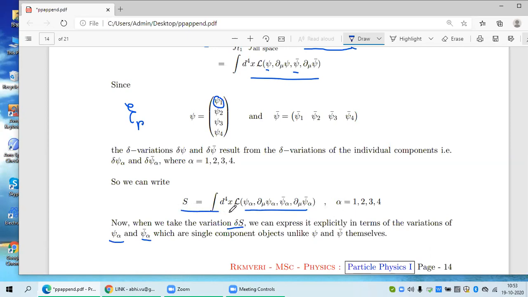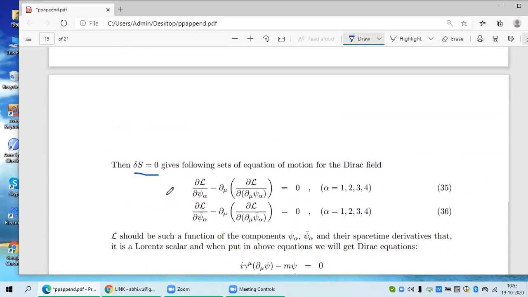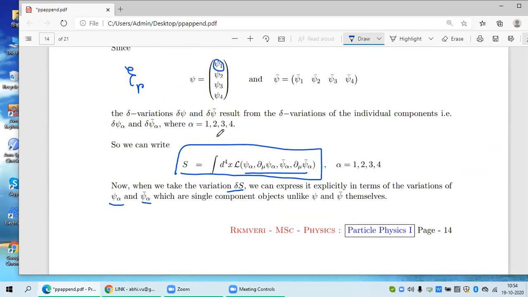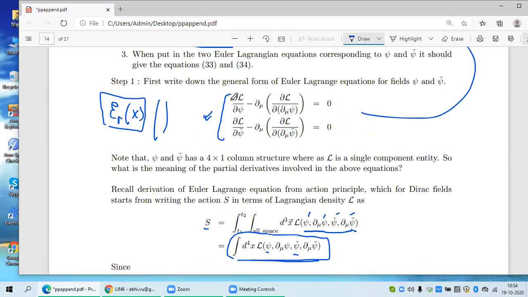Therefore, given this Lagrangian, this is the same as this, only Chi and Chi bar written in explicit form in terms of its components. Now, if I make delta S equal to 0, I get the same form of Euler-Lagrange equations, but in this form, where for every component I will get one such equation. Where alpha, there are 4 equations here, 4 equations here. So 8 equations.